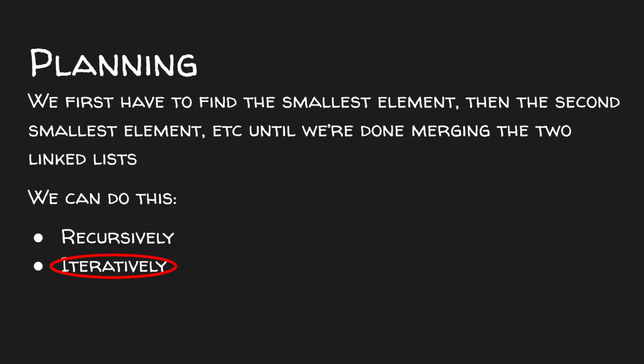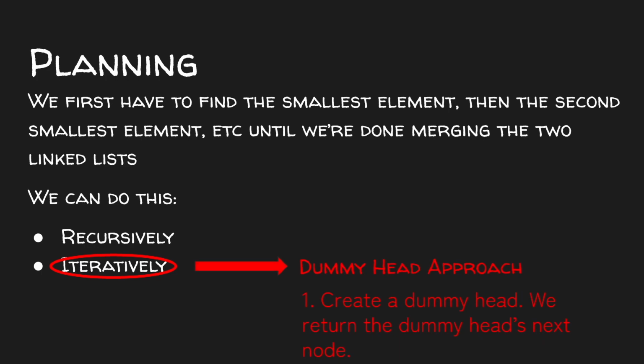And since we're taking an iterative approach, we're probably going to need a dummy head. So in this case, the dummy head is helpful because we can use it to build our output merged list, and we don't have to treat the head of our output list as a special case. We can just create that dummy node and add all our nodes to it one by one. So the first step of our plan is going to be to create a dummy head. We will end up returning the dummy head's next node as our return value.